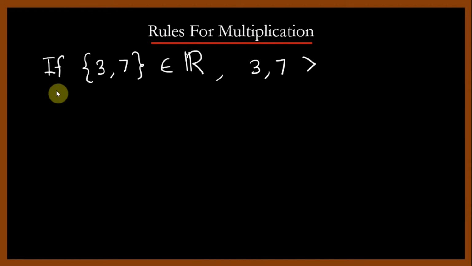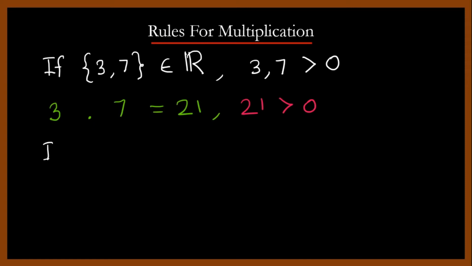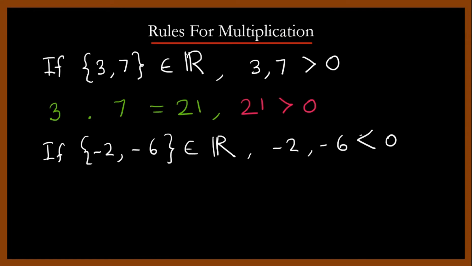Now suppose 3 and 7 are two real numbers greater than 0, then 3 multiplied by 7 is equal to 21, which is also greater than 0. If negative 2 and negative 6 are two real numbers less than 0, then negative 2 multiplied by negative 6 is equal to 12, which is greater than 0. Therefore, the rule for multiplying same signs is true.